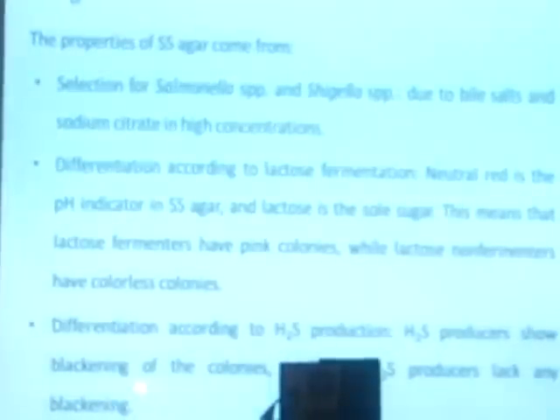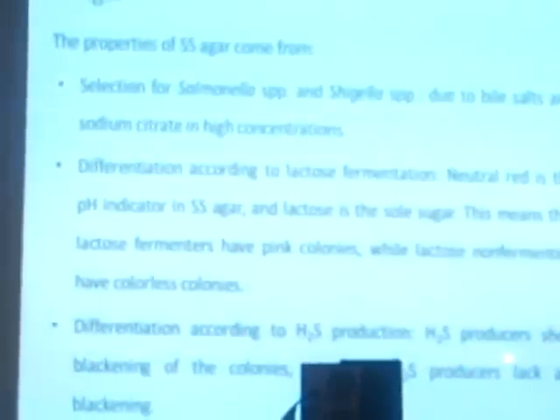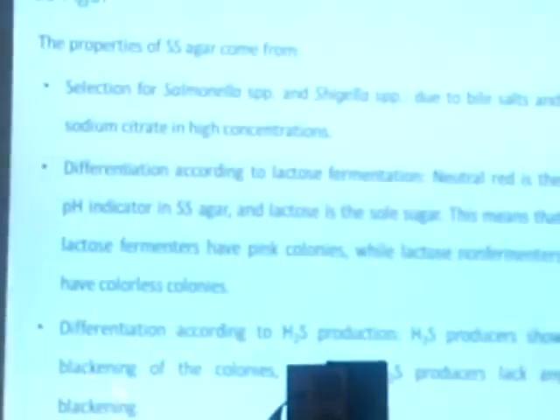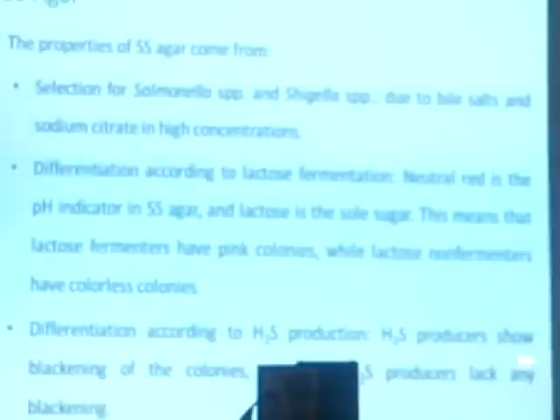Now, if we start with H2S production, it is the same among all three. So, differentiation according to H2S production: H2S producers show blackening of the colonies, non-H2S producers lack any blackening. So, whenever you see a blackening of the colony, a black center, it means that this is an H2S producer. It is Salmonella or Proteus, most likely. These are the ones that we are interested in at this level.